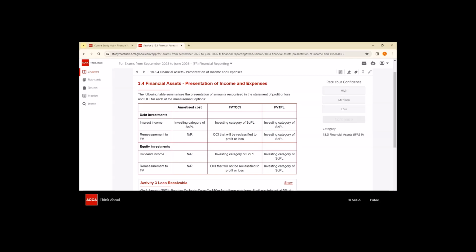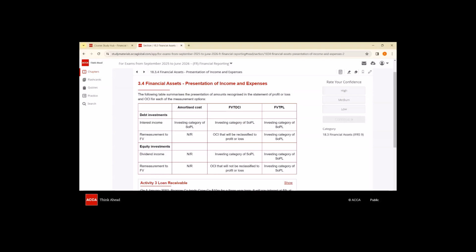In case of fair value through OCI, the interest income, again, just like amortized cost, is going to go to investing category of statement of profit or loss, whereas the remeasurement to fair value is going to go to OCI, and this is going to be reclassified to statement of profit or loss. This is something very interesting, that in case of debt instruments, the gain or loss that goes to OCI is reclassified to statement of profit or loss. For the fair value through P&L, it is going to go in the investing category of the statement of profit or loss, whether it's interest income or it is the gain or the change in value of the instrument.